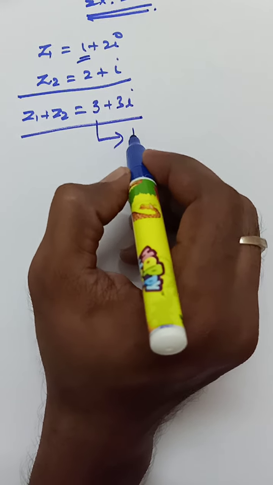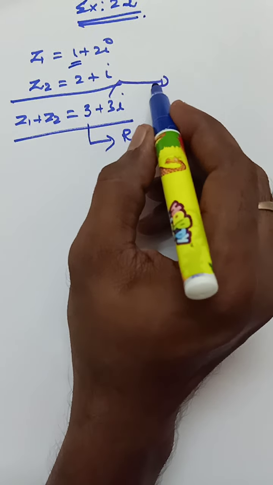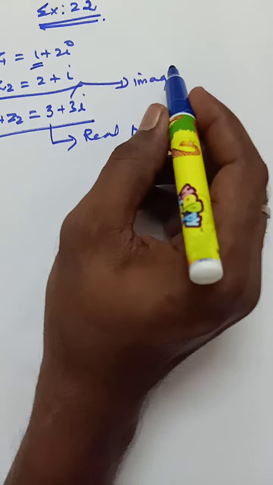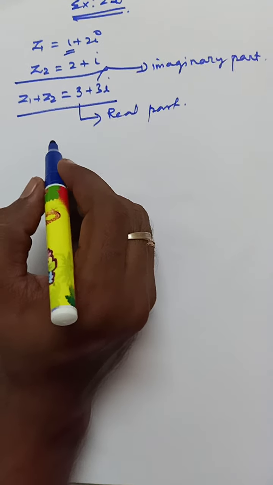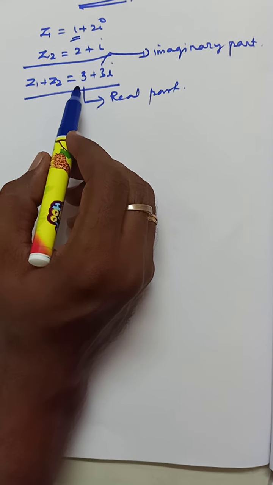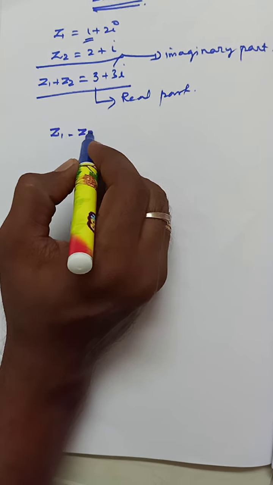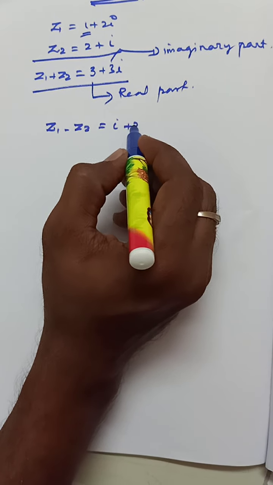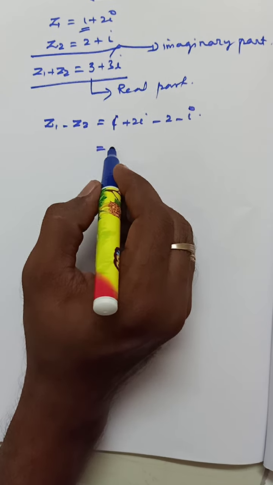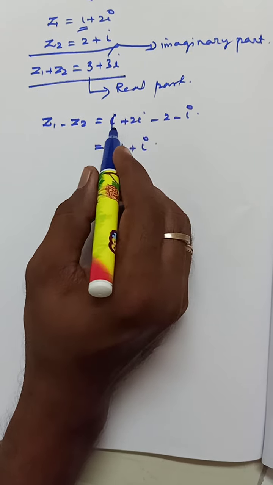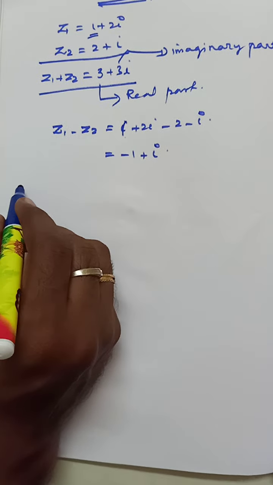Here your 3 is called the real part, and this one is called the imaginary part. So whenever addition and subtraction, you have to add real part with real part, imaginary part with imaginary part. Suppose the subtraction z1 minus z2: it is 1 plus 2i minus 2 minus i. Your answer will be minus 1 plus i. 1 minus 2 is minus 1, 2i minus i is i. So like that we have to complete the exercise.